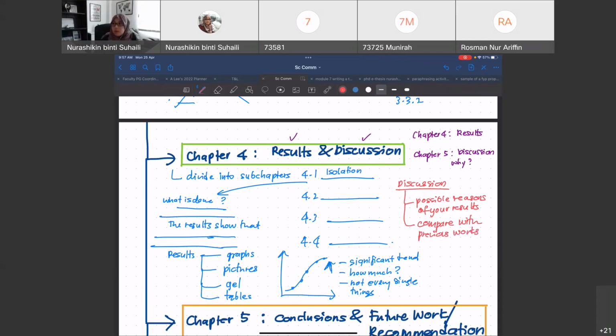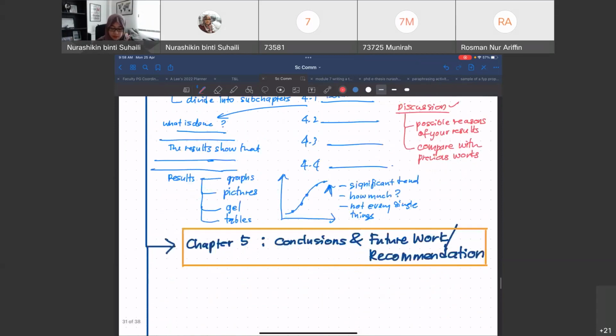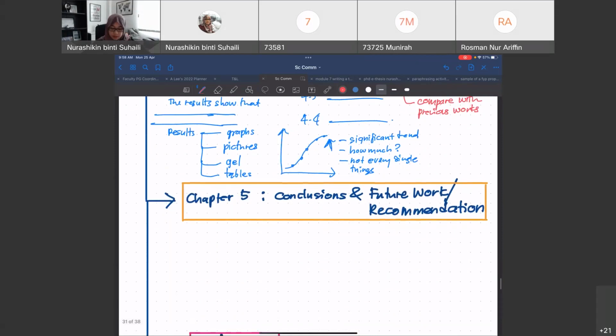So how is the comparison? That's what the discussion should have. So that is the thing that you have to apply. Results, discuss. Results, discuss. This is what you have to do for every subchapter. What I mean here is I'm just giving an example of what you have to do for every subchapter. Okay, that's results and discussion.